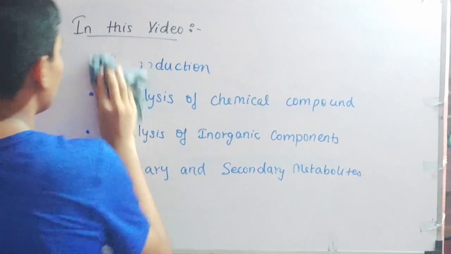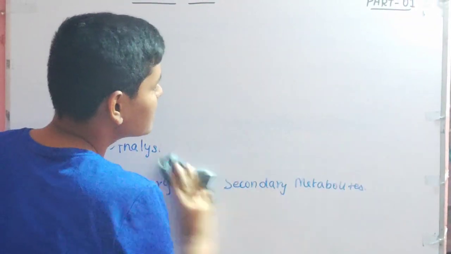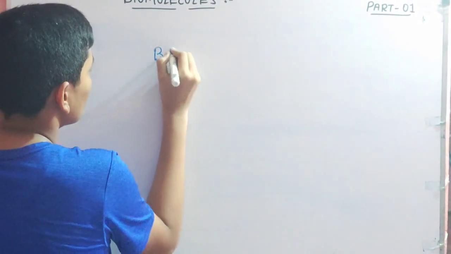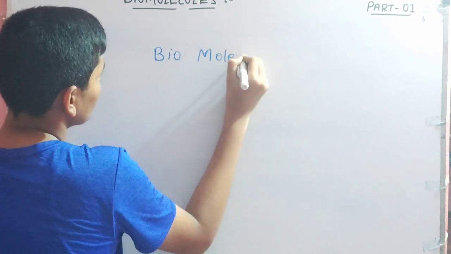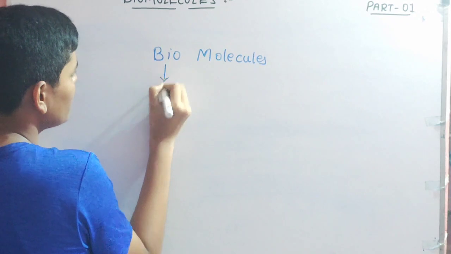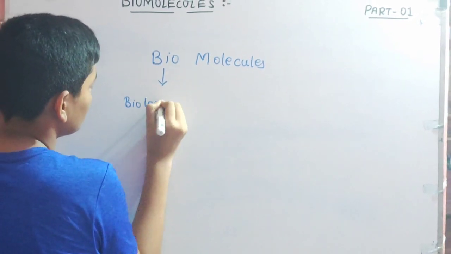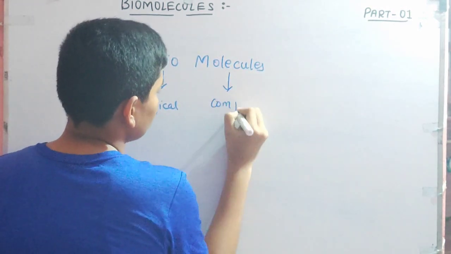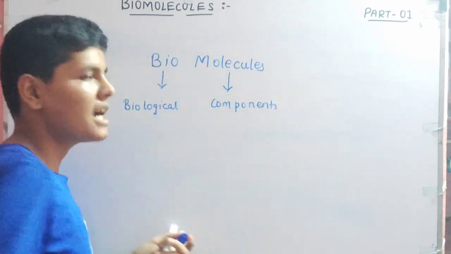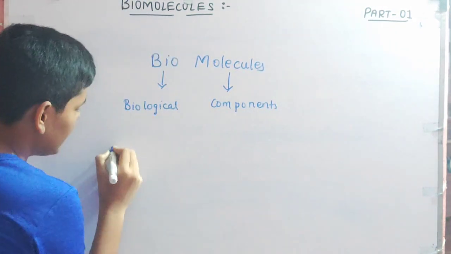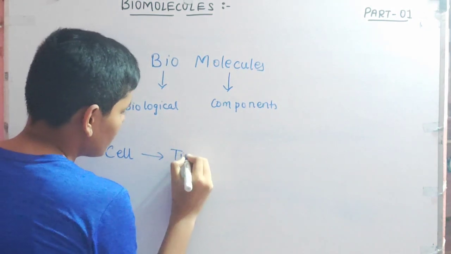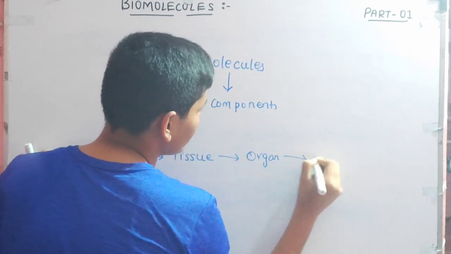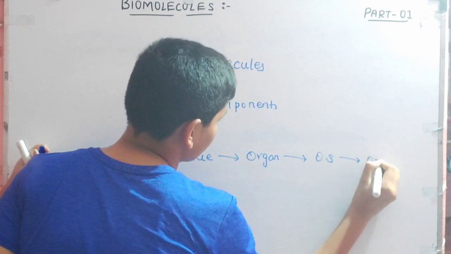Now, if you look at the term biomolecules, what does this term define? So when we do a breakdown of the word biomolecules, we see bio means biological and molecules are the components. So from starting we all know that from a cell we get tissue, group of tissues, from organ we get organ system, then we get an organism.